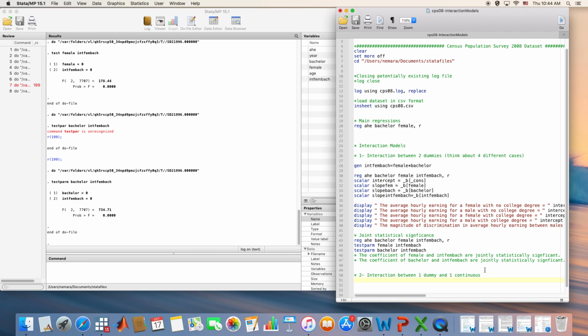So we can create a new variable. We call it dAge, a dummy for age that is equal to age greater or equal to any number.